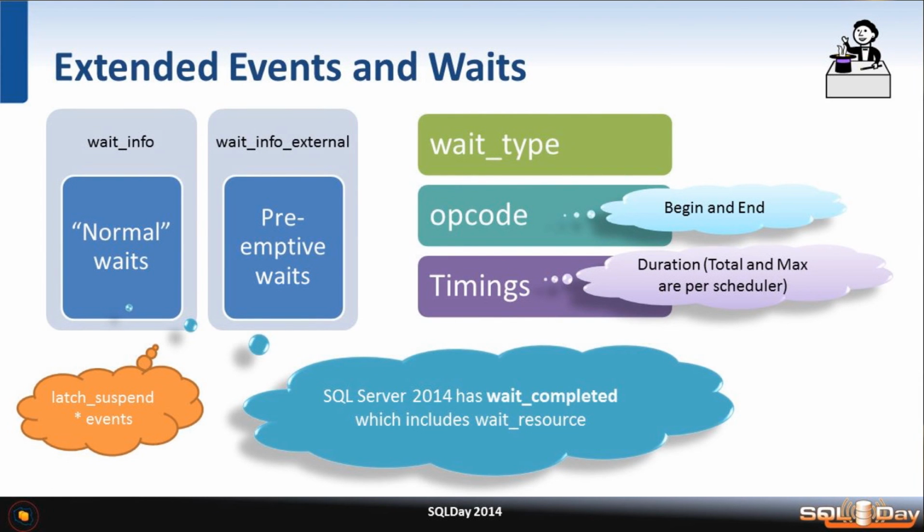So aside from the DMVs, we do have some information in extended events that you might find useful. First of all, anytime we do a wait on what we call a normal wait, we will record the wait info event. We'll fire that event in SQL Server. If it's a preemptive wait, we actually use a different event for it called wait info external. And the way this works is the fields inside these events will have the wait type, which is a code, but you can look it up in a DMV. We'll have an operational code, which is either the beginning of the wait and the end of the wait. And then finally, a duration.